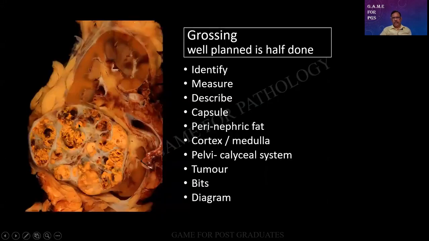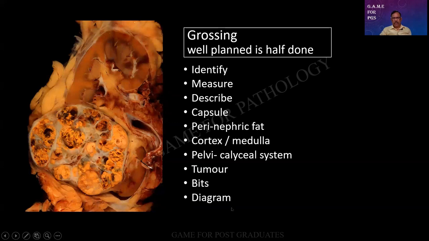Look at this one. A superb picture again taken from the net. The yellowish color that I had been telling you people, there are areas of hemorrhage. It appears well circumscribed, but sometimes we can be having small nodules outside, which are called satellite nodules. So seemingly circumscribed, but not benign. So well planned is half done.